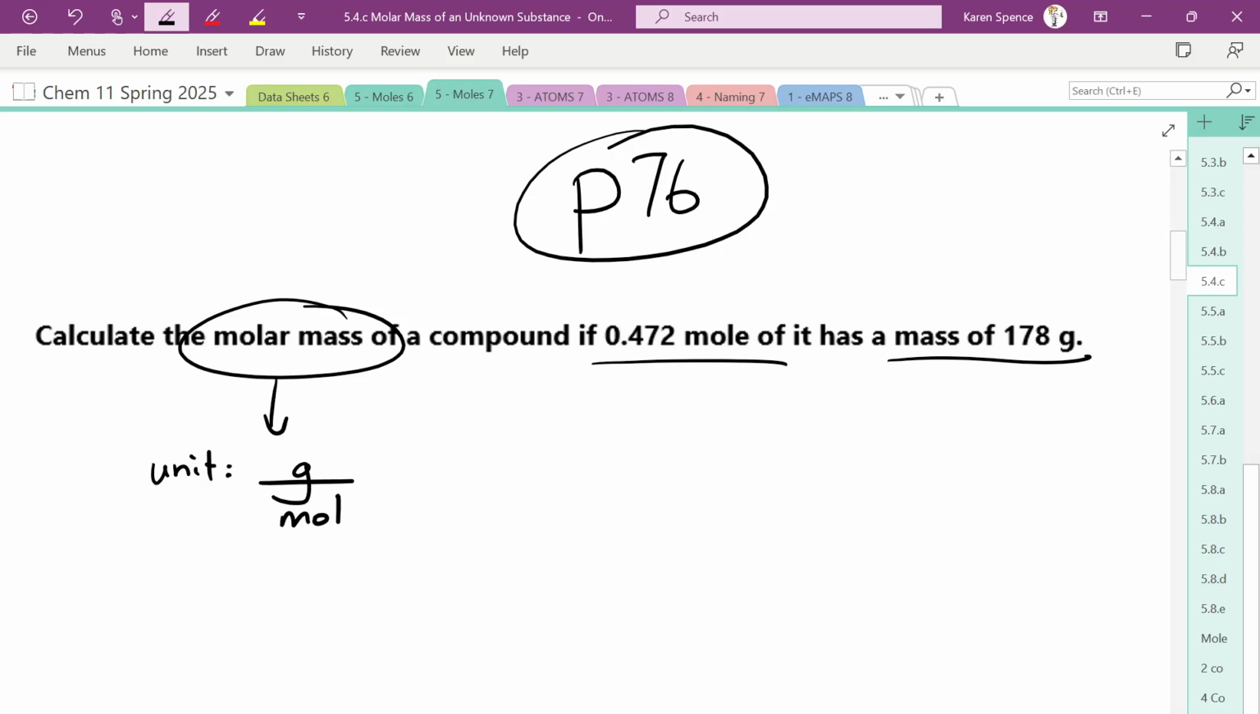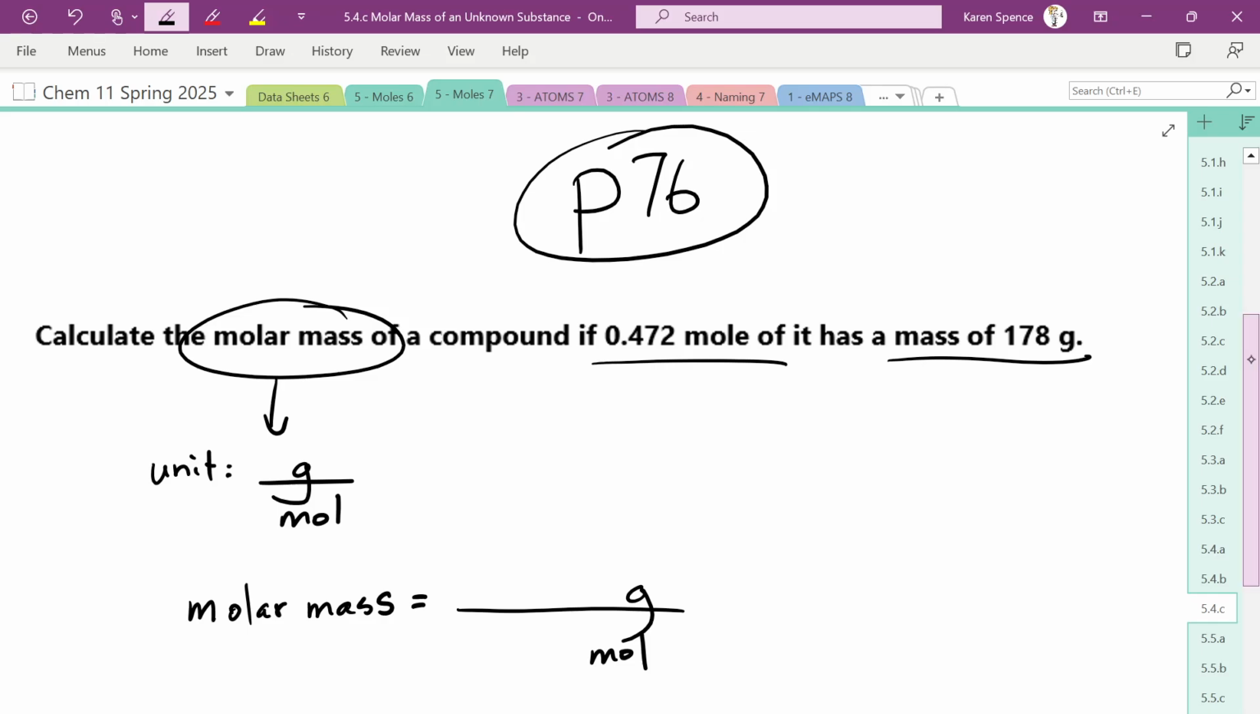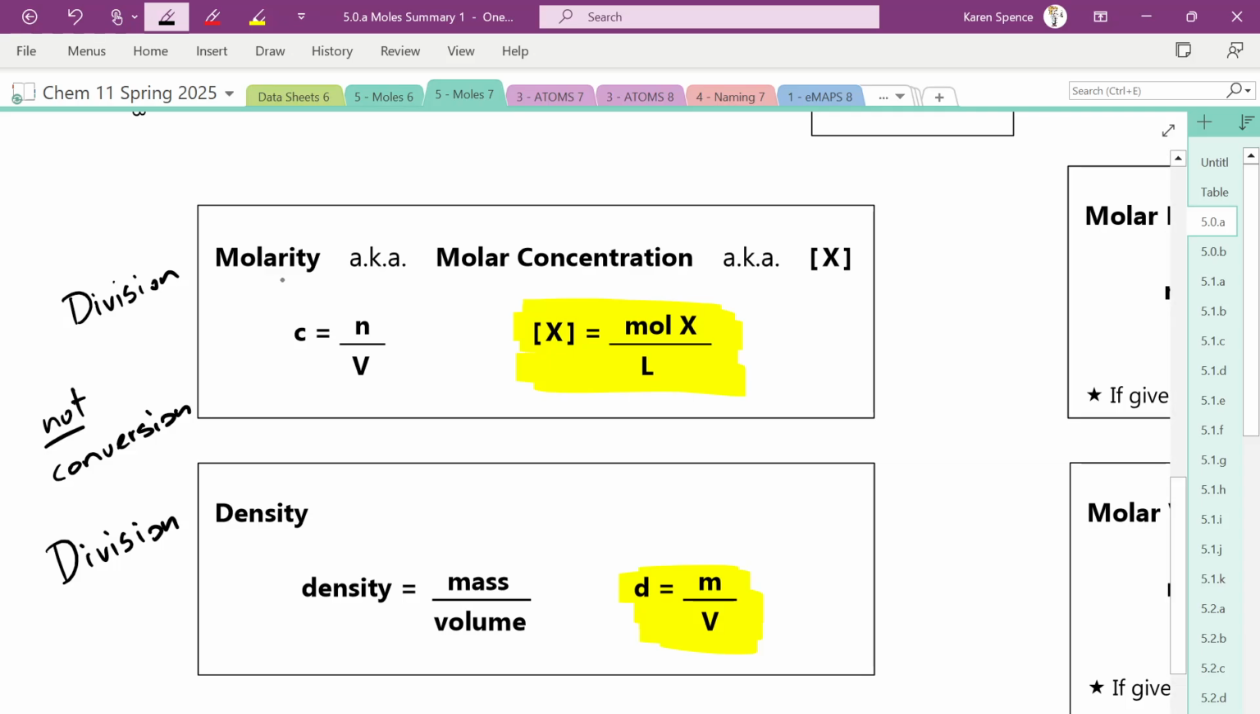So if you want to find molar mass, what do you need to do? You need to put the grams on the top and the moles on the bottom. Do you see how this is another division? So if we go back to our purple sheet, molarity is a division. Density is a division.